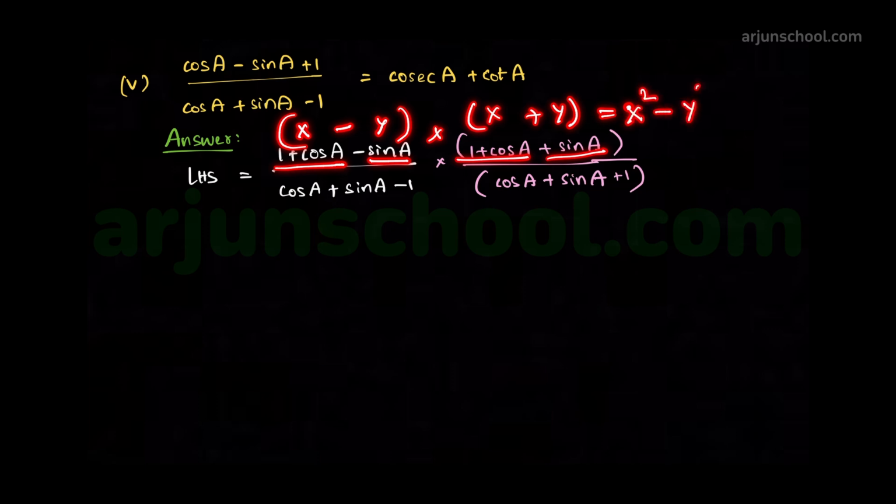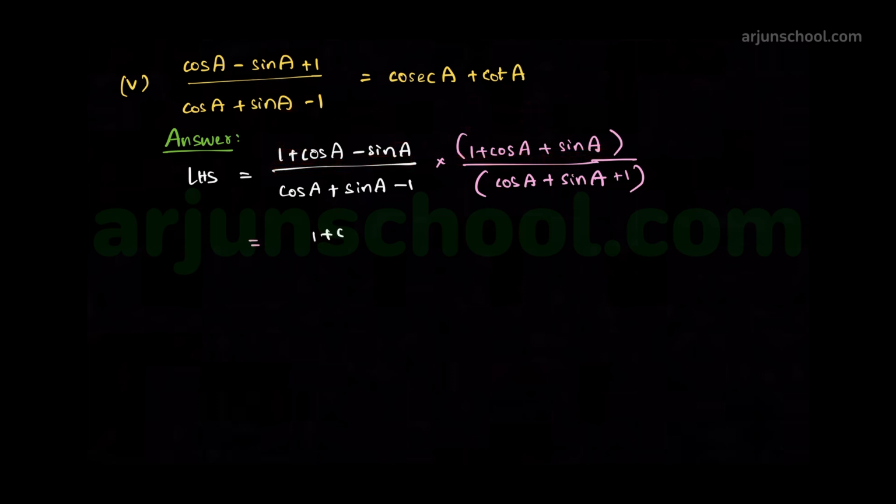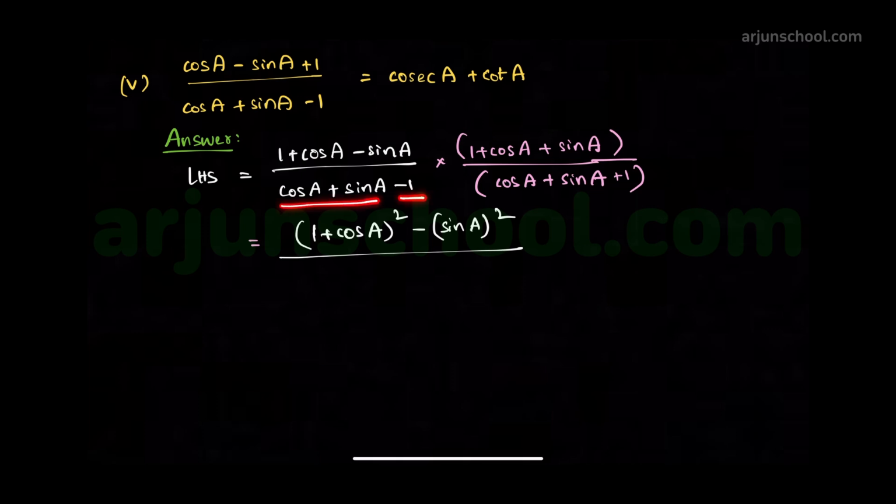We can write it as x² minus y², which is 1 plus cos a whole square minus sin a whole square. And the denominator is of the form x minus y of x plus y, where x is cos a plus sin a and y is 1. We can write it as x² minus y², which is cos a plus sin a whole square minus 1 square. Now let us solve the numerator.